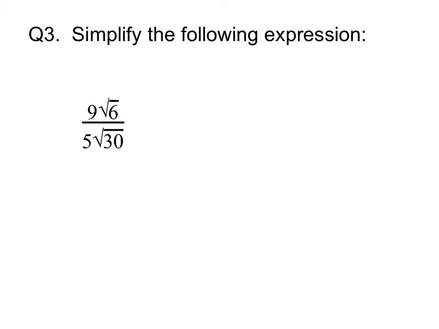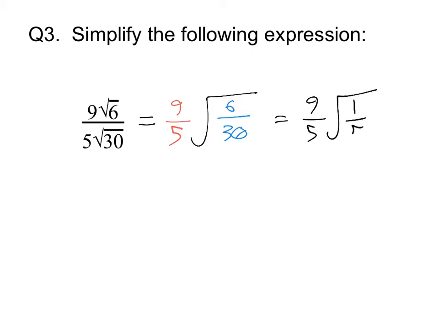Second example, we want to simplify this expression. Now these both have the same index value, so we can divide them. What are we going to get? So we have 9 over 5. Well, that's a fraction that does not simplify. Inside the radical, we can divide these two radicands because the index is the same. The index is 2. So that gives us 6 divided by 30. So now we have 9 over 5 times the root of 1 over 5, which is what we're going to get if I simplify the fraction under the radical. So 9 over 5 times the root of 1 divided by the root of 5.